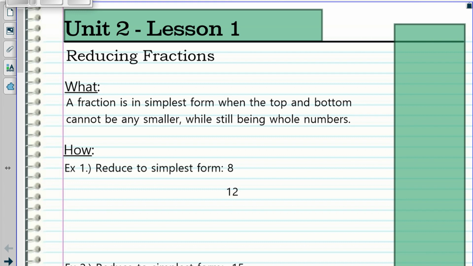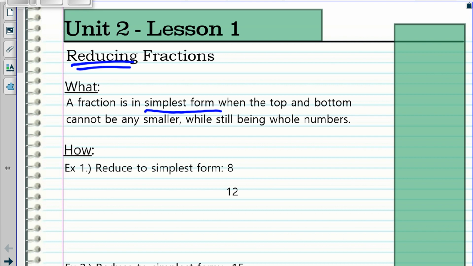All right, so today we're doing unit 2, which is fractions. By the end of the unit, you're going to know everything you need to know about fractions. One of the first basic fundamental skills that you need to possess is how to reduce fractions. So let's talk about what a simplest form is then.